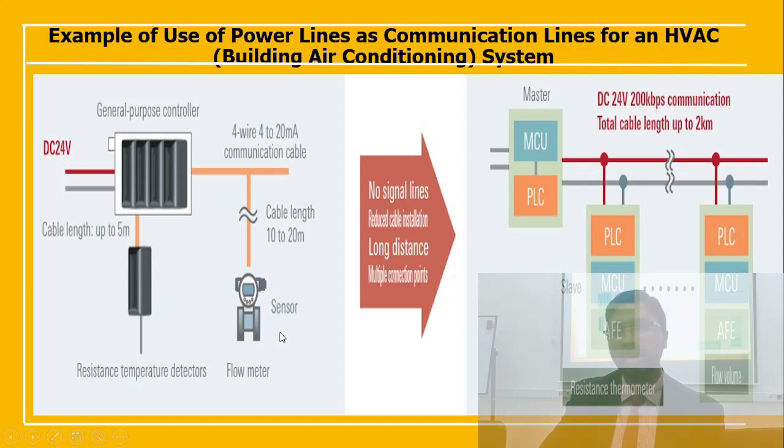Okay, so we'll have the sensor just to catch the signals. We'll have the flow meter. So no signal lines, reduced cable installation, longer distance, and of course multiple connection points we'll have with PLC, especially with the large setup. We'll have MCU, PLC, DC 24 volt, 200 kbps communication. Total cable length would be like 2 kilometer, that much distance. So we'll have PLC, MCU, AFE, everything being connected for the flow of lines.